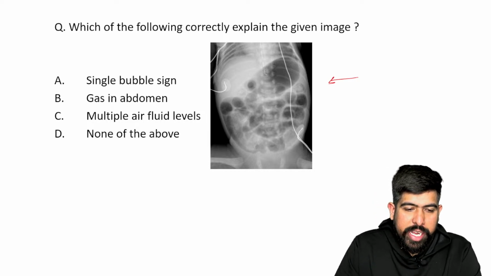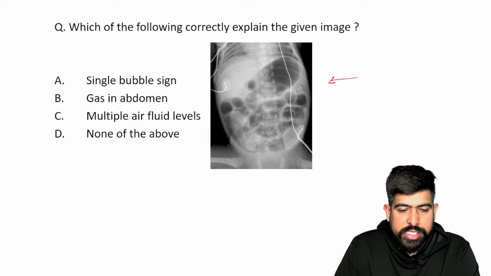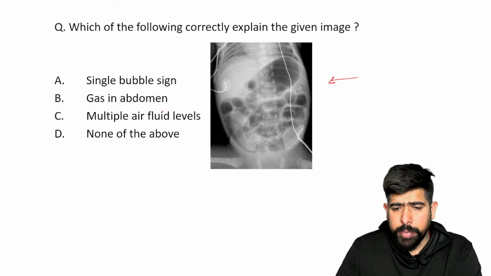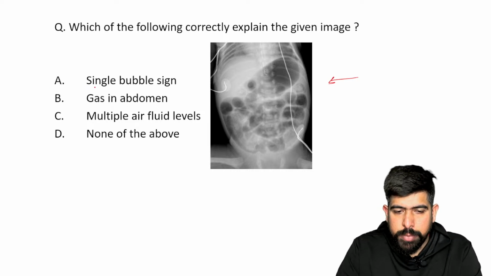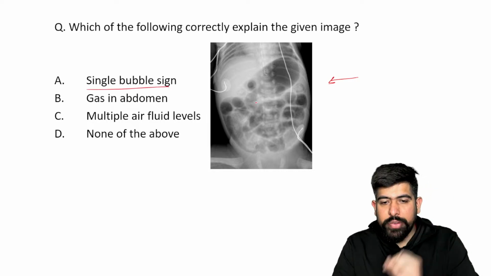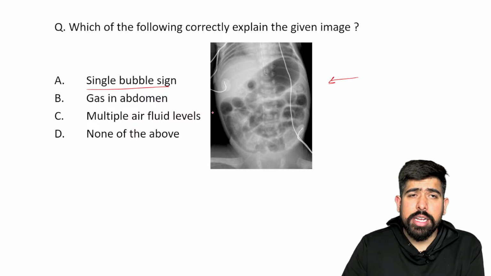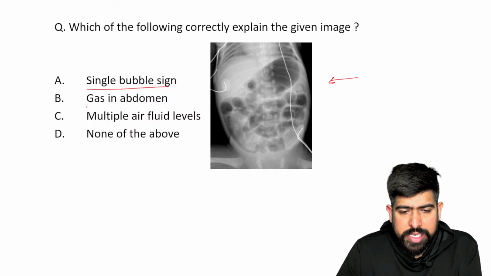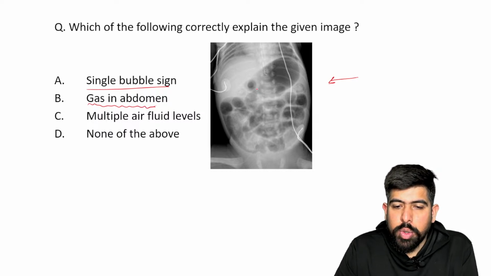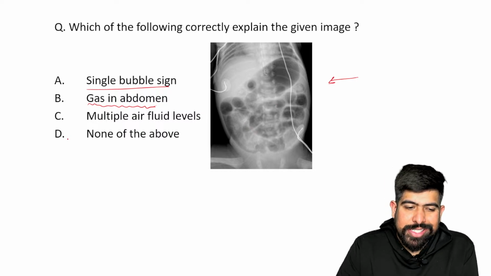As you can see, in this condition there is no single air bubble, and also no single bubble sign. The single bubble sign means only one bubble of air is seen in the intestines. Also, for gas in the abdomen, it would be spread only in the gastric region and not in the whole abdominal cavity. So what should be the answer in this condition?